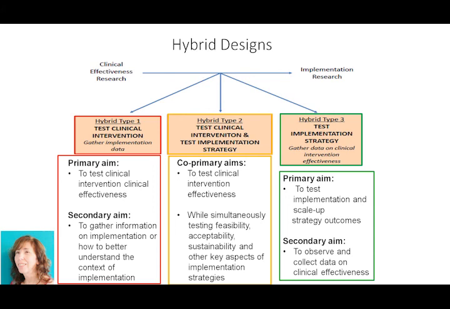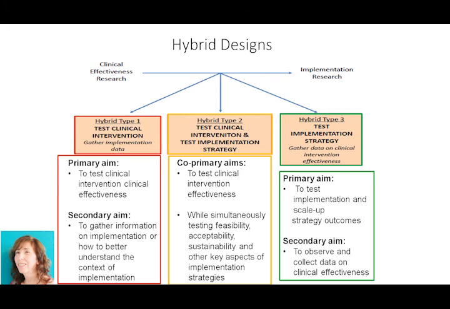Type 3 hybrids are indicated in several situations, but in all of them we already have enough evidence about the clinical effectiveness of the intervention. Our problem is definitely implementation. They are very useful, for example, to test scaling up strategies and adaptations needed for proven effective interventions.